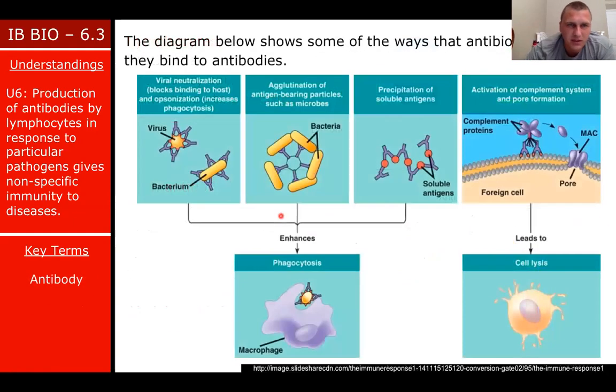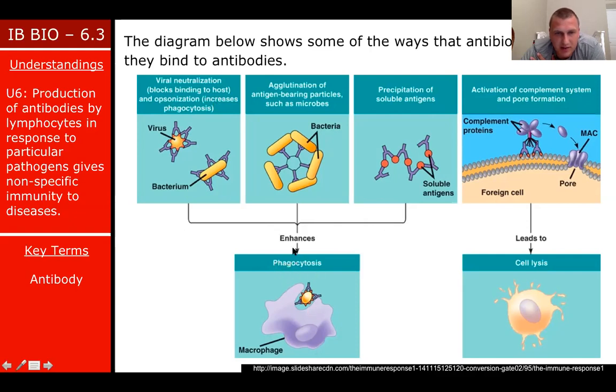Okay, big deal there. If you look at these diagrams, it's a really good way to show you how antibiotics act. Antibiotics are going to destroy bacteria or pathogens that enter your body, mostly in this case bacteria, because it's antibiotics.